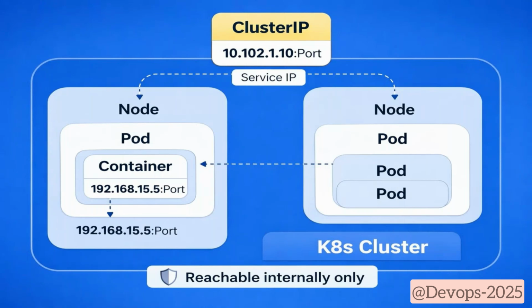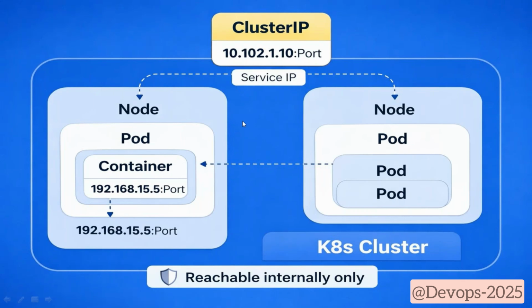Let's see a basic architecture, how the service looks. Inside a Kubernetes cluster, we have nodes. Inside the nodes, we have pods. Inside the pods, we have containers. Each pod has its own IP, something like 192.168.15.5 colon port number. Now the service creates another IP, something like 10.102.1.10 colon port number. So the service is created on top of the pods, which have separate IP addresses. Even if the pod is deleted and recreated, the service IP should not change.